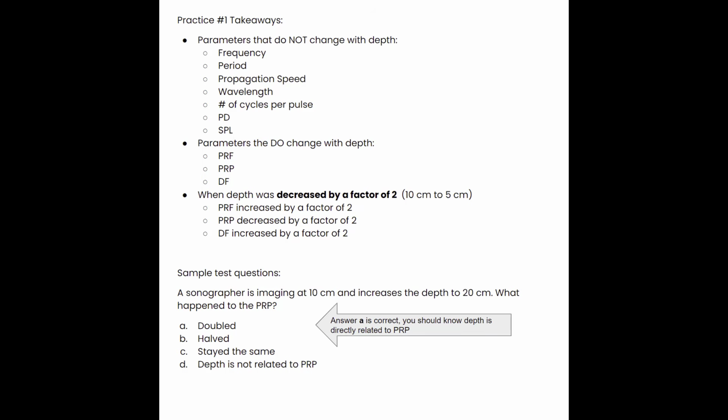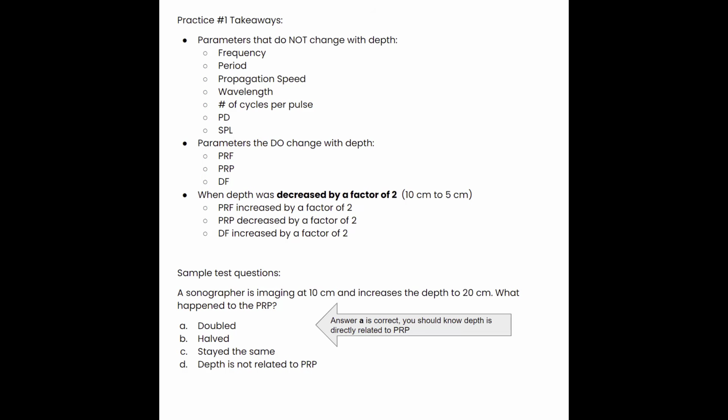And the next step that you need to look at is what happened when we changed the depth. So in our example, we went from 10 centimeters to 5 centimeters, or we decreased depth by a factor of 2. Remember that decreasing by a factor of 2 means to divide by 2. So when we decreased depth by a factor of 2, we saw PRF increase by a factor of 2. We saw pulse repetition period decrease by a factor of 2, and we saw duty factor increase by a factor of 2. Now we not only are able to represent the relationships that we see between depth but also express how they are proportionally related as well.